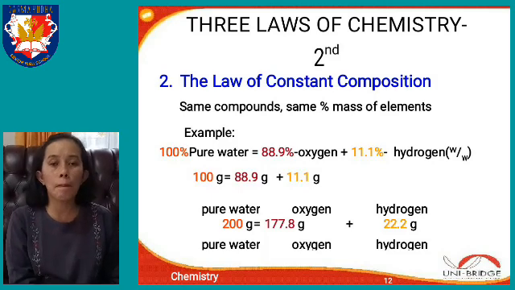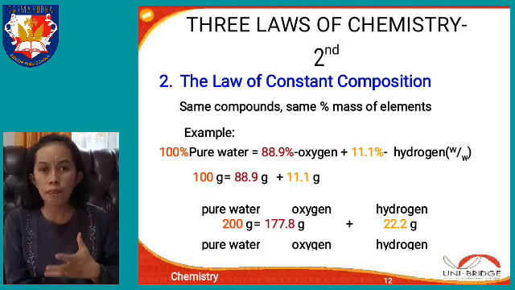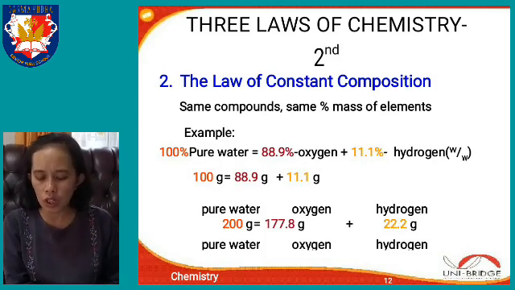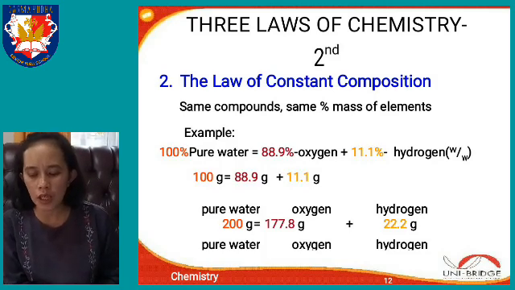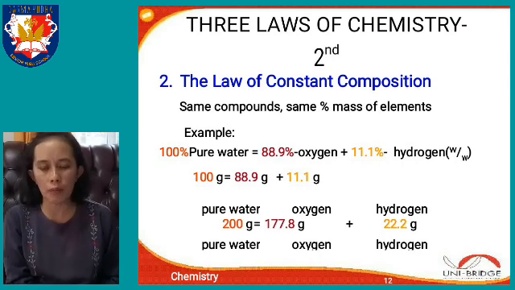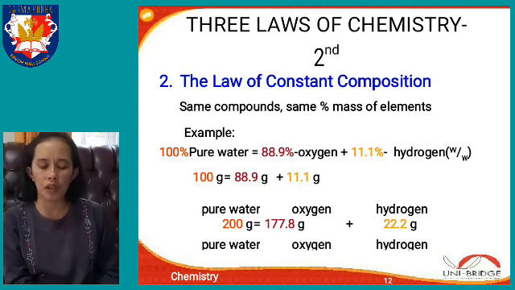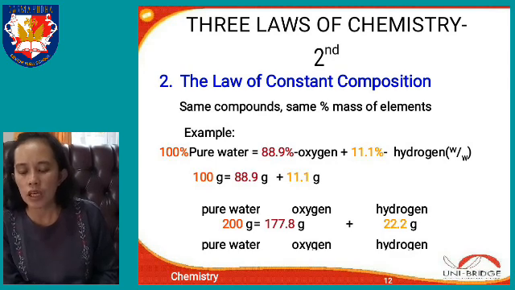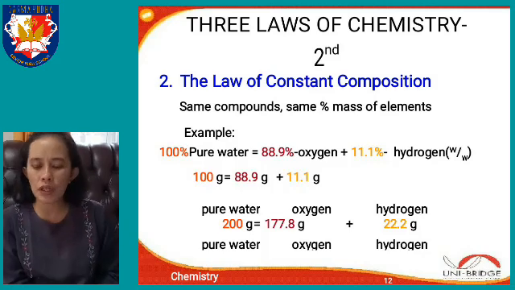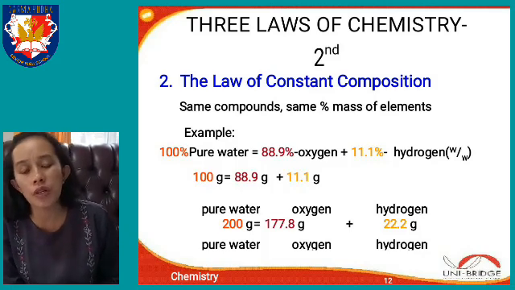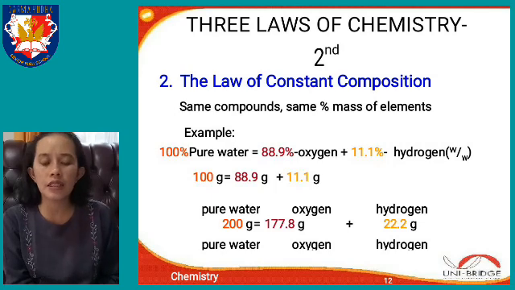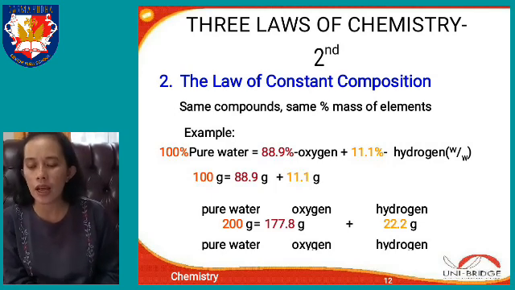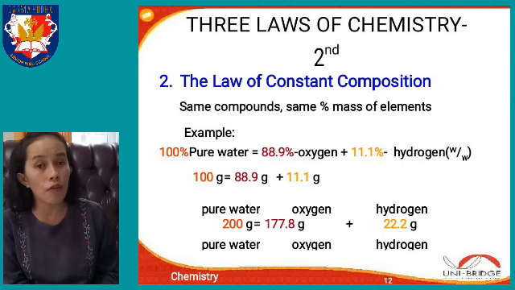The second law of chemistry is the law of constant composition. The law of constant composition tells us that all pure samples of the same compound contain the same elements combined together in the same proportion. Take a look here as the example. 100% of pure water will have 88.9% of oxygen plus 11.1% of hydrogen. So if you have 100 gram of pure water, it will have 88.9 gram of oxygen and 11.1 gram of hydrogen.